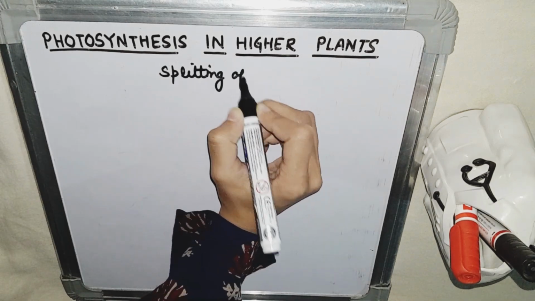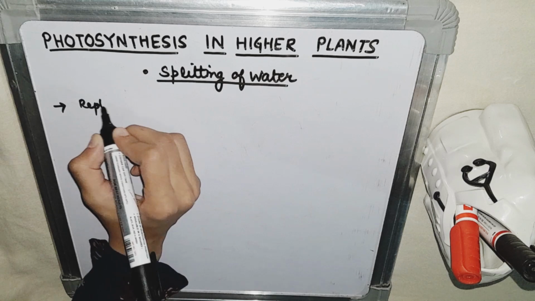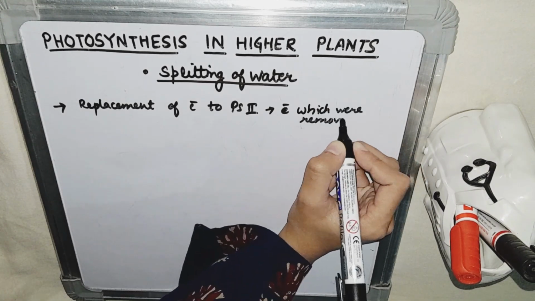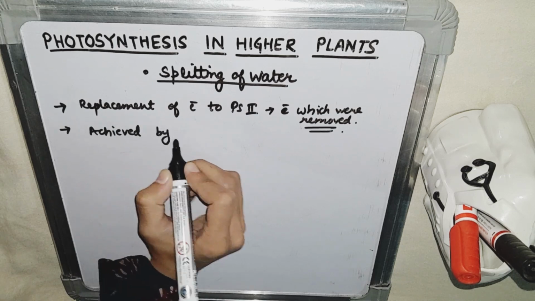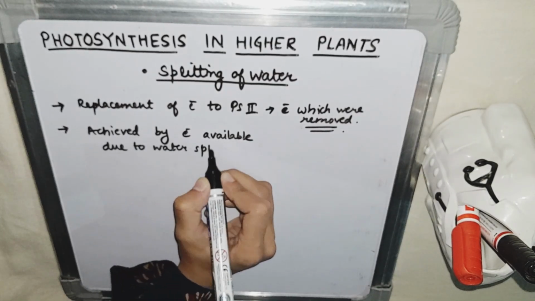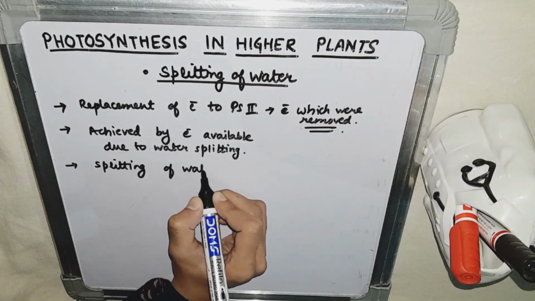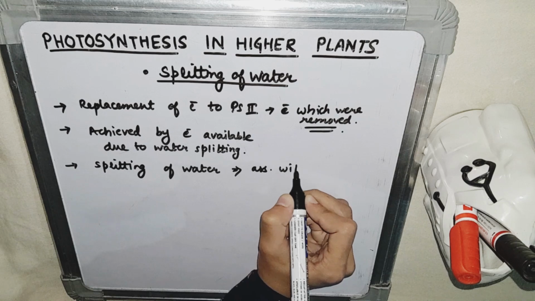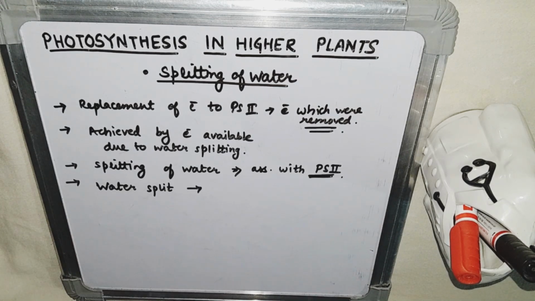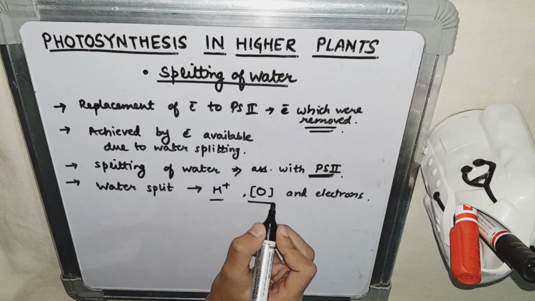So next topic is splitting of water. Why is splitting of water required? It is basically to replace the electrons in PS2. Which electrons? The electrons which were removed during the light reactions. How can that be replaced? This is achieved by the electrons which are available due to the water splitting. Splitting of water is associated with PS2. Water splits into H plus, oxygen and electrons.